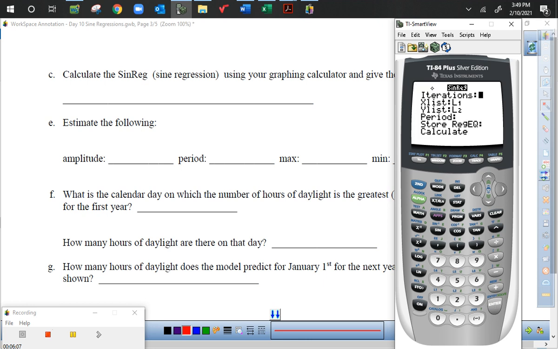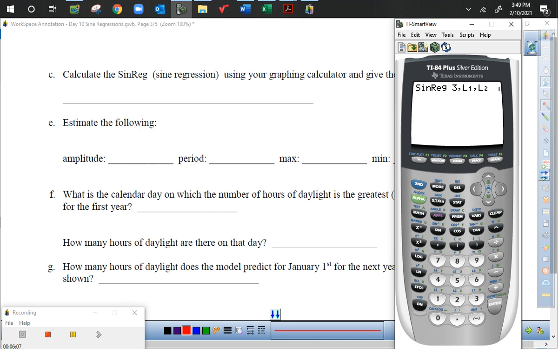Okay. When you're dealing with this next screen, you're going to leave that first thing alone. Just double check that your list 1 and list 2 are there. Again, if they're not for some reason, second 1 and then second 2 to get those there. And we're just going to go down and hit enter on the calculate. You shouldn't have to adjust any of those things as long as it says list 1 and list 2.